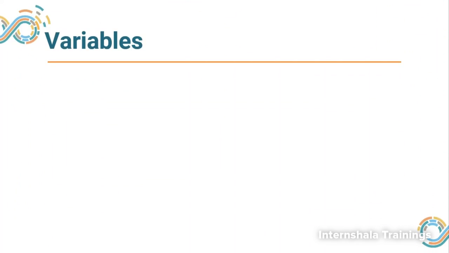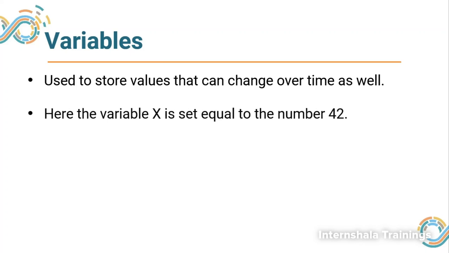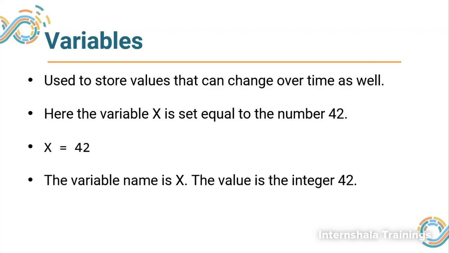Then we have variables. So strings cannot change their values, but we need something where the values can be stored and changed. So variables are for that purpose. We can store the values which can change over a period of time. Let us take this statement: x = 42. So what are we doing here? We are storing the value 42 in one variable whose name is x.